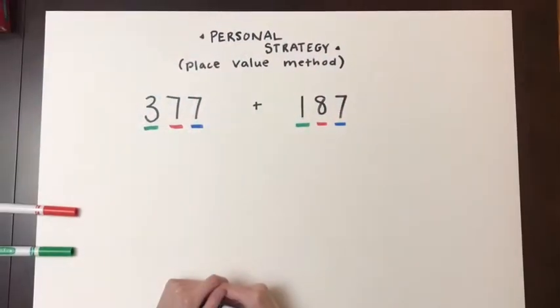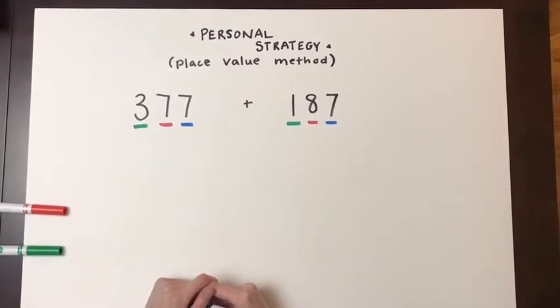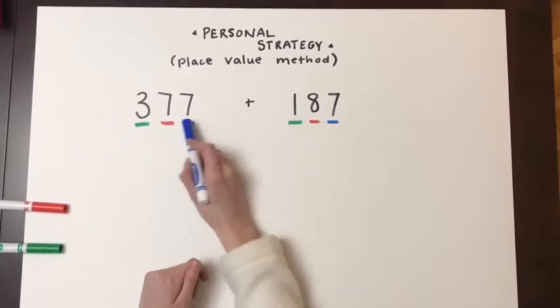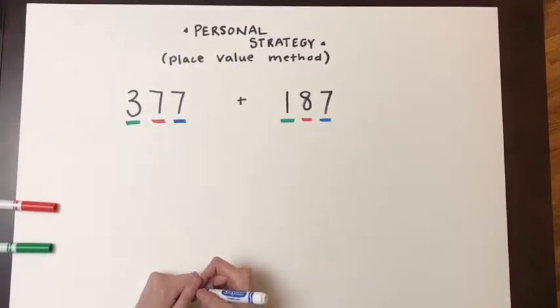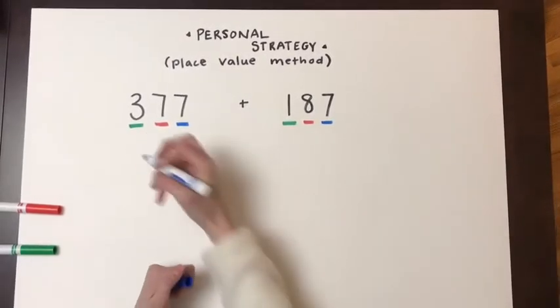The personal strategy that I will be using is the place value method. Each of these addends has place values. These are the ones, these are the tens, and these are the hundreds. So the ones, the tens, the hundreds. So we're going to add each place value together and then add up all of those numbers to find our sum. We'll start with the ones.